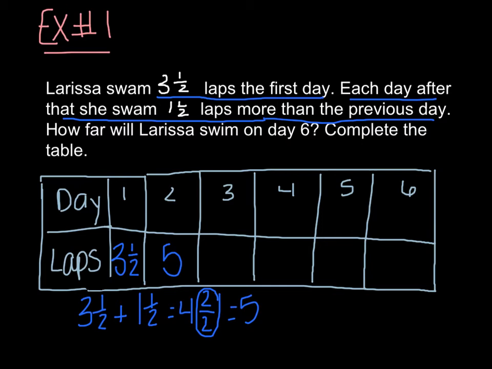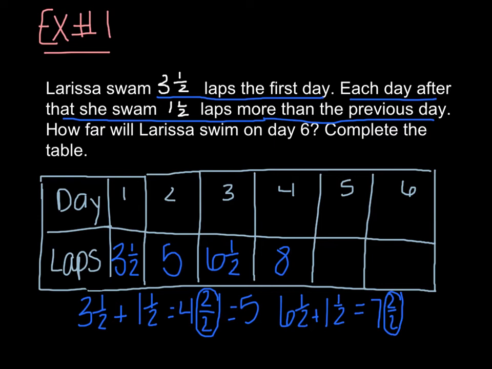Then I have to add another 1.5. So if I add 1 whole, that gives me 6 plus my half. So then for day 4, I have 6.5 plus another 1.5 because we have to keep adding 1.5 every day. Add my whole numbers, so that becomes 7. Add my numerators, that becomes 2. And the denominator stays the same, so this 2 over 2 becomes another whole, so it becomes 8.